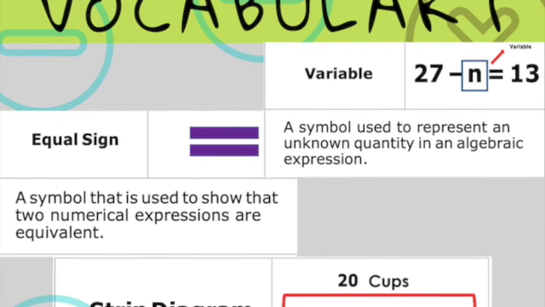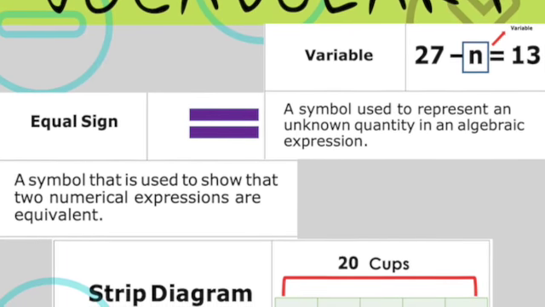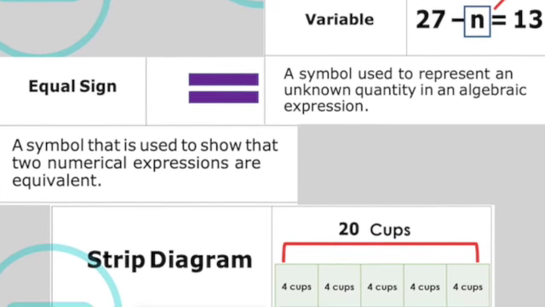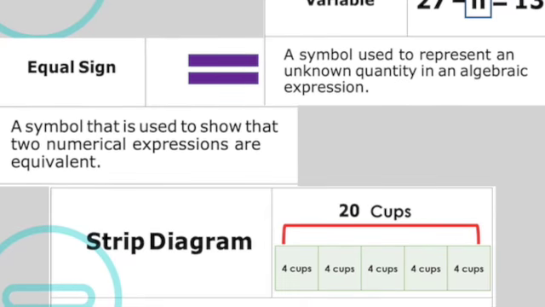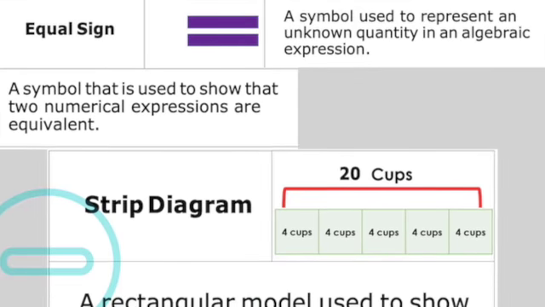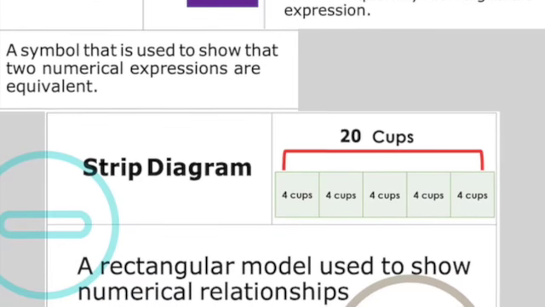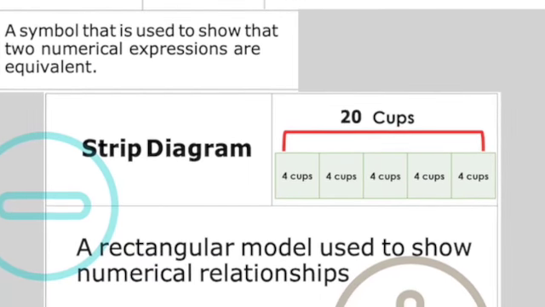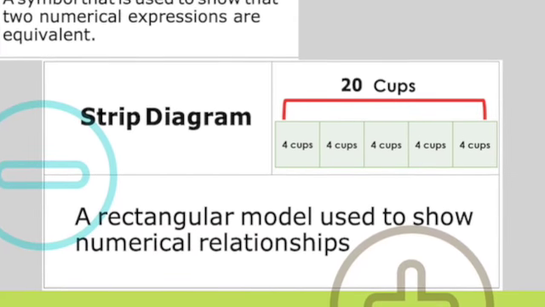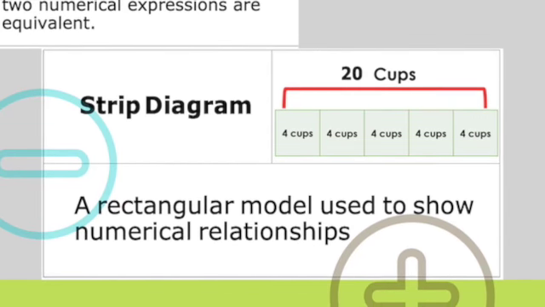Okay, so the vocabulary here is very important to know. When we talk about a variable, we know that it's a symbol used to represent an unknown quantity in an algebraic expression. The equal sign is also very important because it is the symbol that is used to show that two numerical expressions are equivalent. And since today we're using a strip diagram, we have to know that the strip diagram is a rectangular model used to show numerical relationships. So this is the strategy we're going to use today to represent our numbers and the relationships between them.